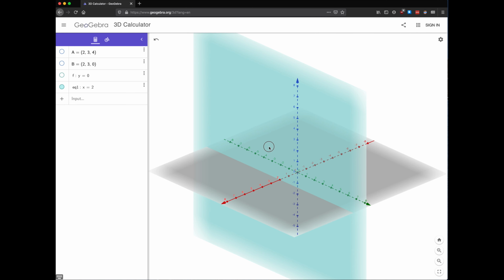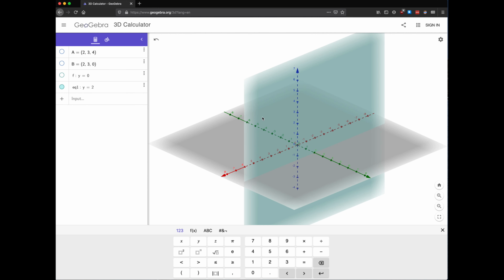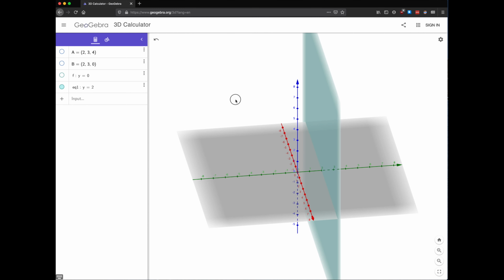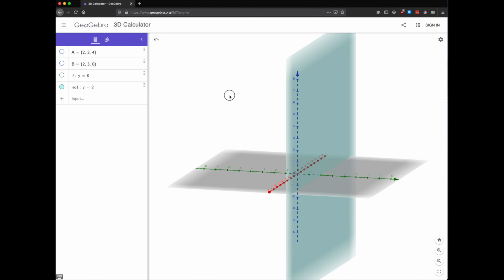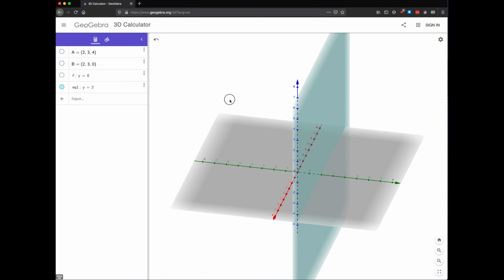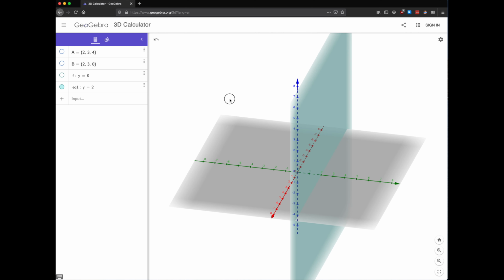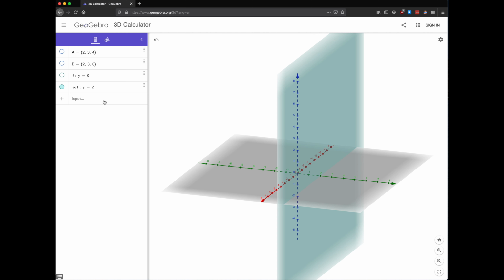Okay. Now what would happen if I change that to y equals 2? Think about what would happen. 3, 2, 1. Did you guess it? It's parallel to the xz plane. It's just shifting things out because the xz plane is where the y is equal to 0. So this is shifted out. And I'm pretty sure you can guess where I'm going with this.